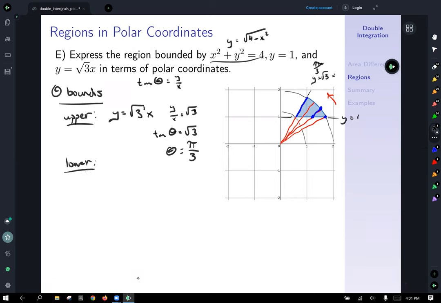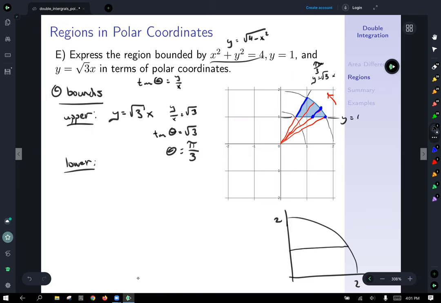All right, so for this lower bound, I'm going to re-sketch this off to the right here. And I'll say, okay, what have we got? We've got this thing, which goes out to radius 2. And I've got my y equals 1 line. And the very first slice we have isn't going to have much radius at all, because the radius would be just that point right there. But that's the first angle we need to find.